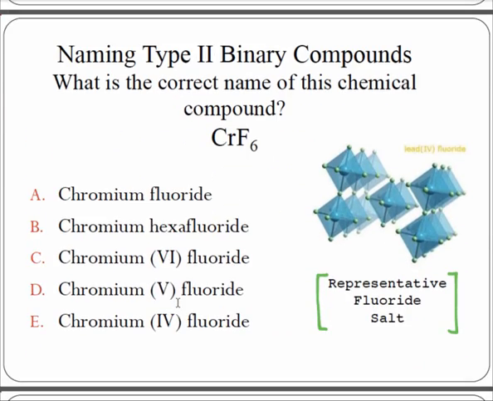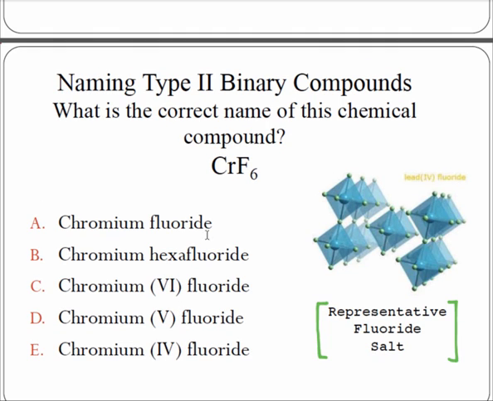Chromium fluoride. I better specify a Roman numeral on that chromium because it's a metal in the middle of the transition metals. It can have several different oxidation states. Fluorine's in the -1 family, but there are 6 of them. Six -1s force the chromium to be in the 6+ oxidation state, so chromium(VI) fluoride.